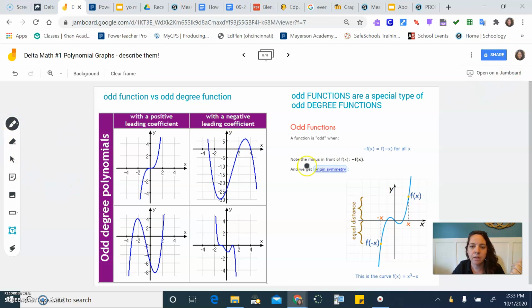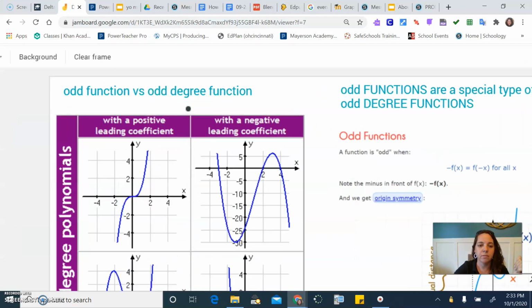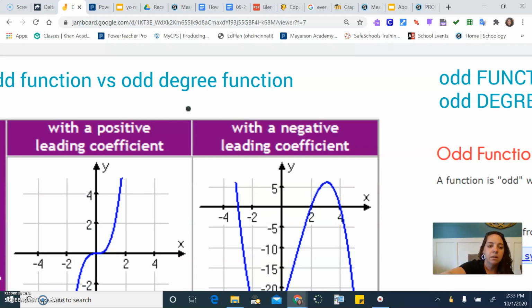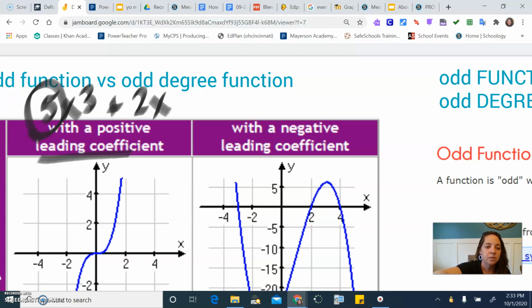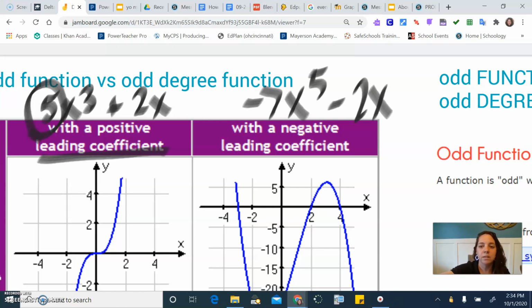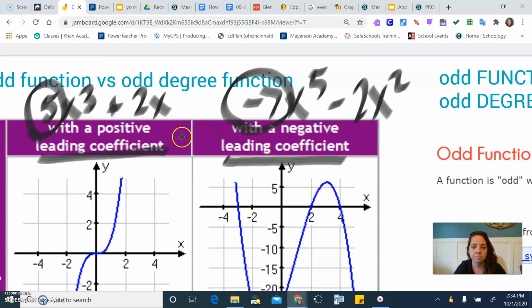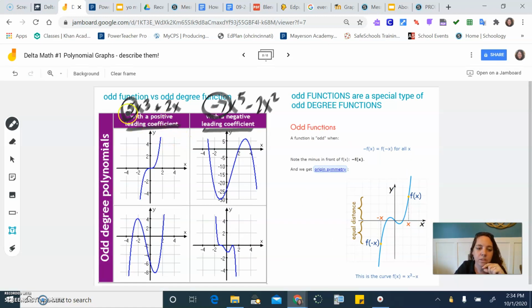an example of that would be something like, see if I can zoom in enough so I don't have to write like a crazy woman. Let's see, 5x cubed plus 2x. This is a positive number out front. That's the leading coefficient, right? If I make one over here, negative 7x to the 5th minus 2x squared, doesn't matter. This number right here is a negative leading coefficient, okay? So the leading coefficient is the number out front when you write out the equation, not the exponent, not the letter.